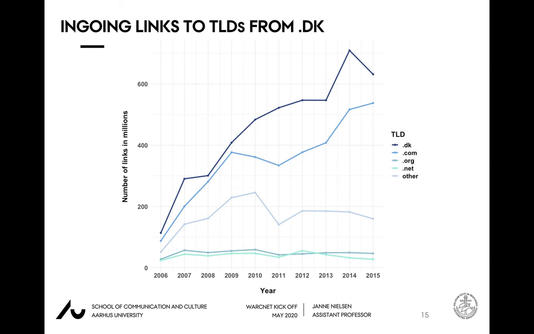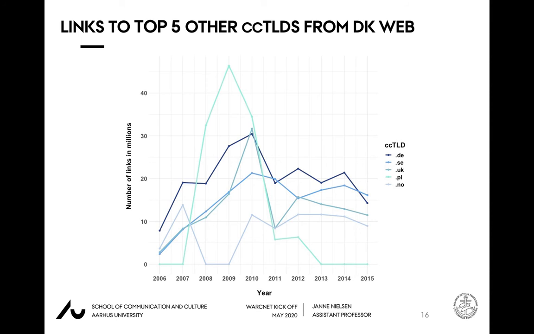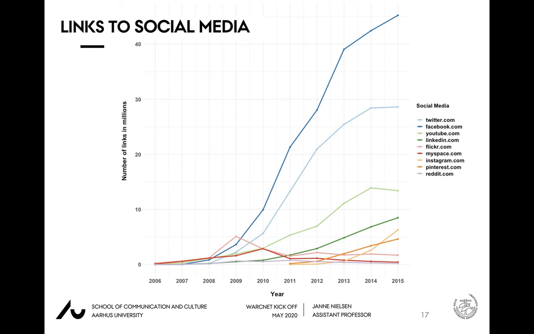Another part of the project looks at links. So we look at, for instance, ingoing links to top-level domains from .dk. We look at how the Danish web linked to other country code top-level domains. And we look at how the link structure to social media looks. How do links to social media develop over time?